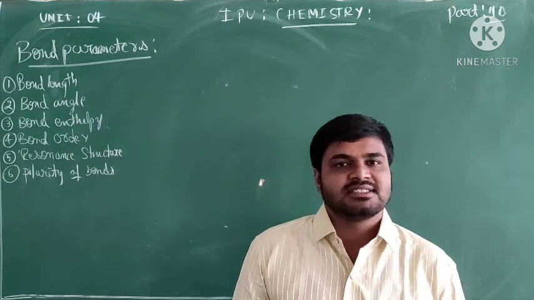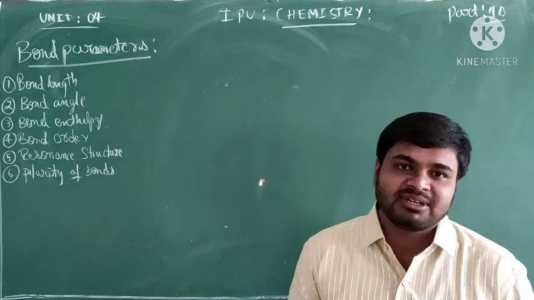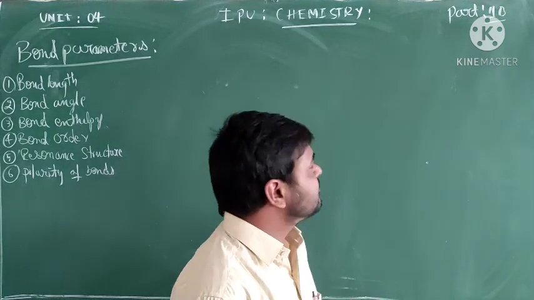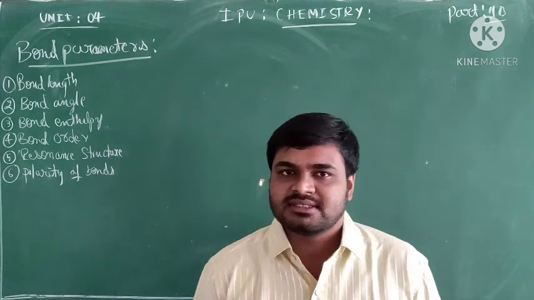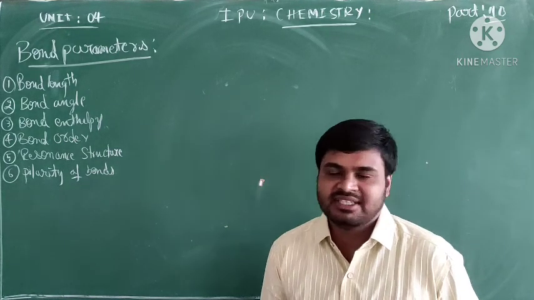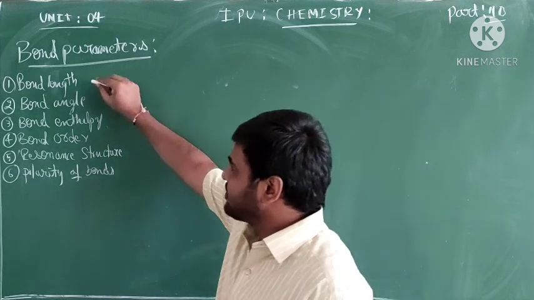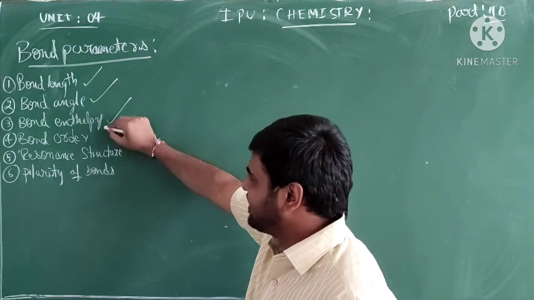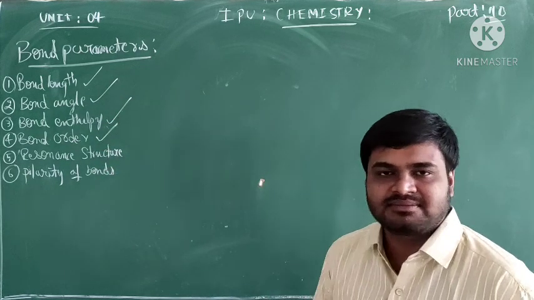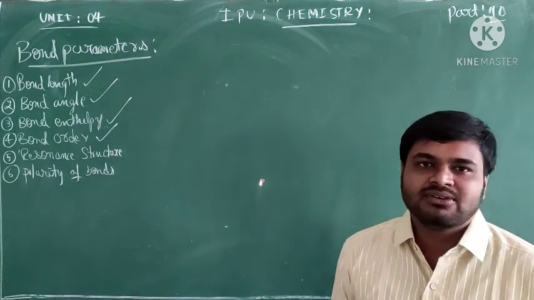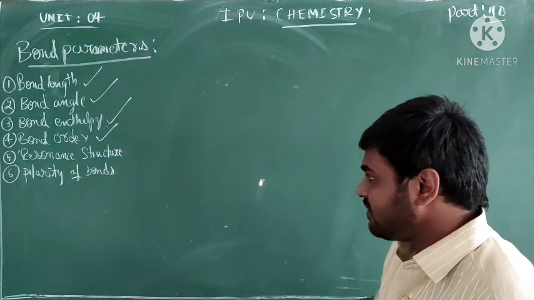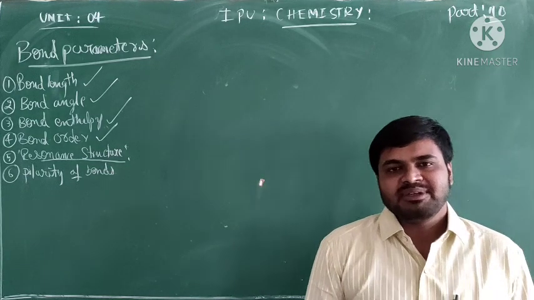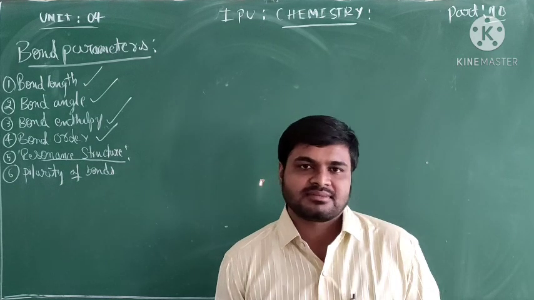Today's session, let us continue Unit 4, Chemical Bonding and Molecular Structure. In that, part 10, bond parameters. In the previous classes, we already discussed bond length, bond angle, bond enthalpy and bond order. So today, we are going to discuss resonance structures. What's the meaning of resonance structures?